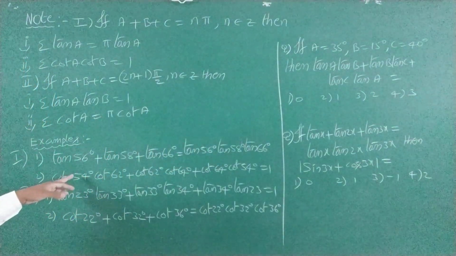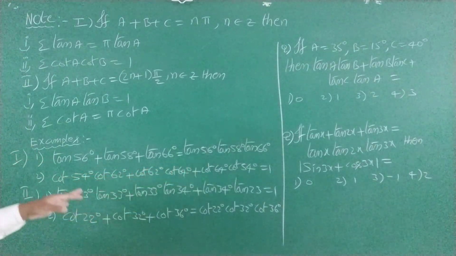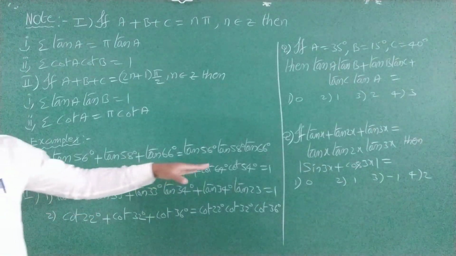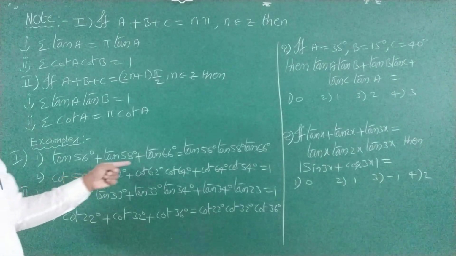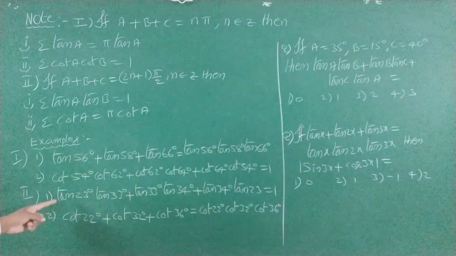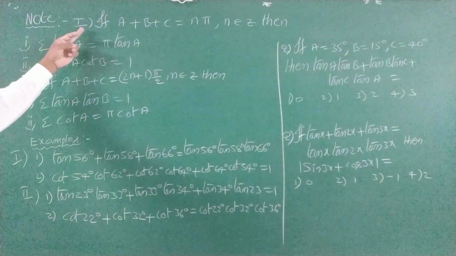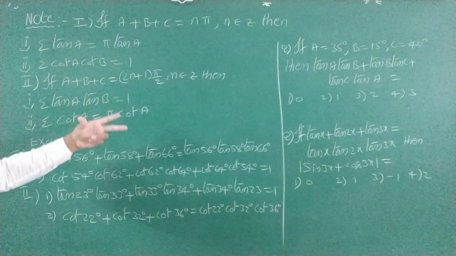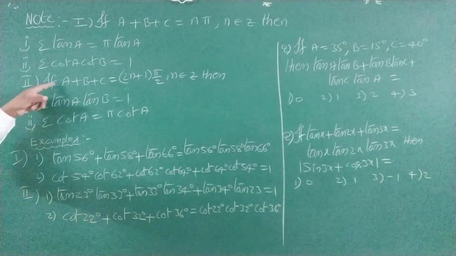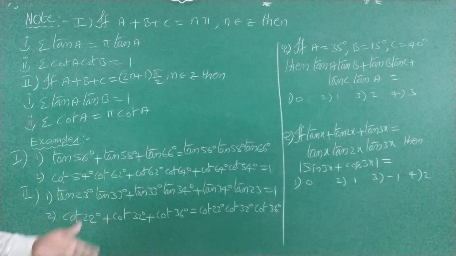Next here, 54 plus 62 plus 64. The sum of them is 180. That's why cot a cot b plus cot b cot c plus cot c cot a is 1. Again, these two examples are related to the first concept: the sum of the angles is a multiple of 180. Now these two examples are related to this concept: the sum of the angles is a multiple of pi by 2, maybe 90 or 270, like that.